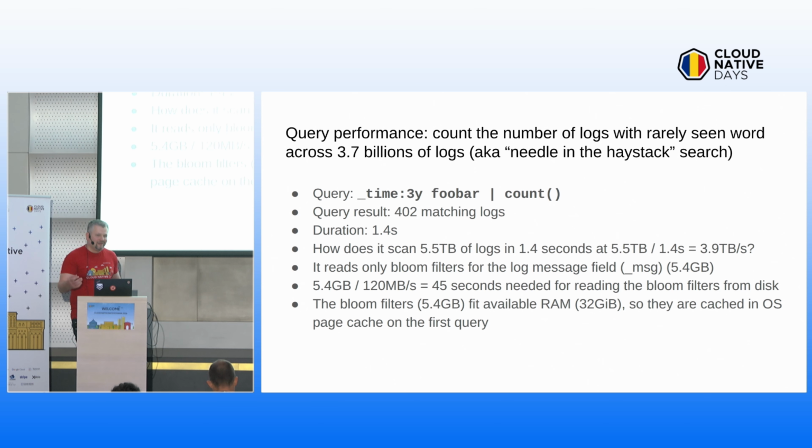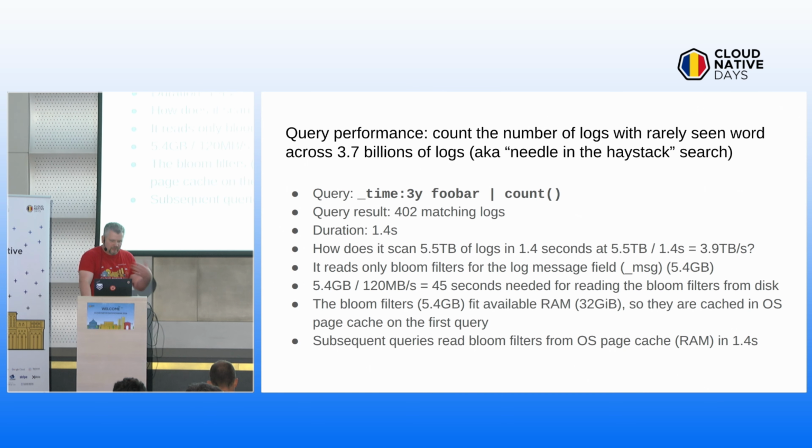Because on the first run, VictoriaLogs reads these Bloom filters from disk, and the operating system automatically caches this data in memory. And in this case, the amount of memory is enough for storing these Bloom filters, because we have 32 gigabytes of memory, and the Bloom filter size is 5.4 gigabytes. So subsequent queries transparently read this data from the page cache, not from disk.